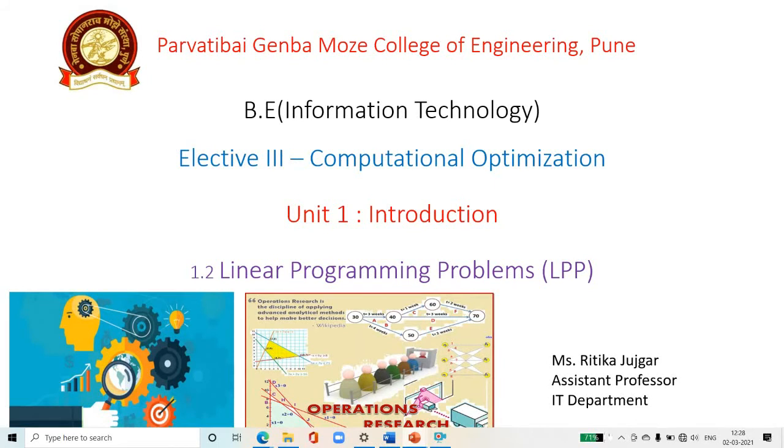In operational research, we are solving problems related to business and industrial types of problems, such as transportation problems. In operational research, we have different types of models. By using these models, we can solve the problems and get the optimal solution.